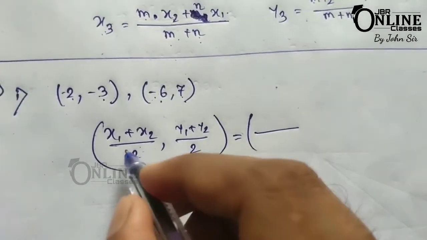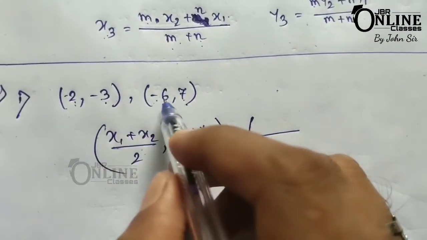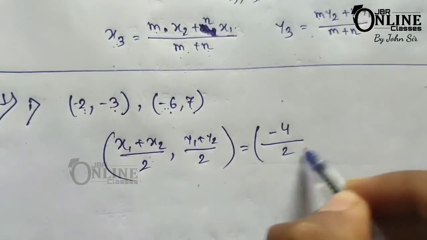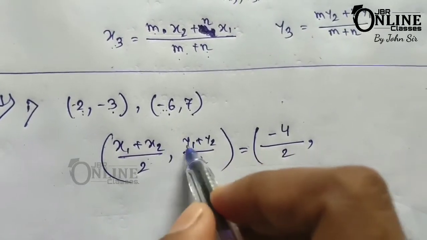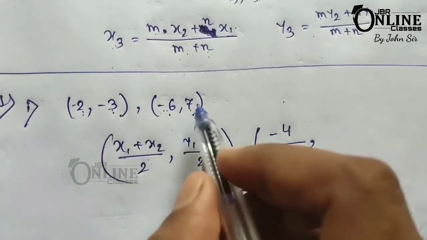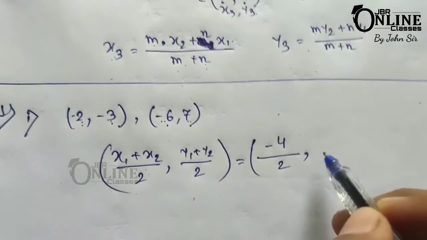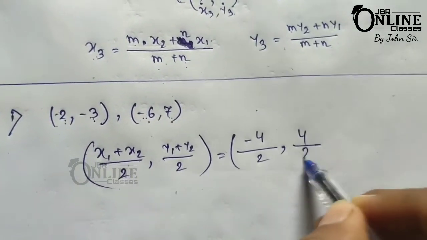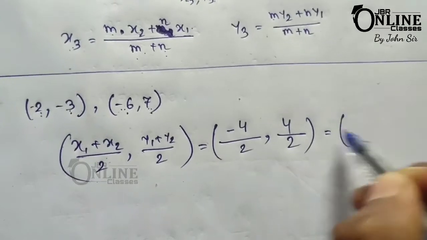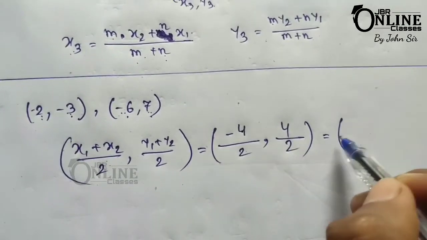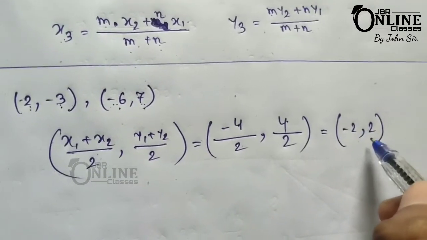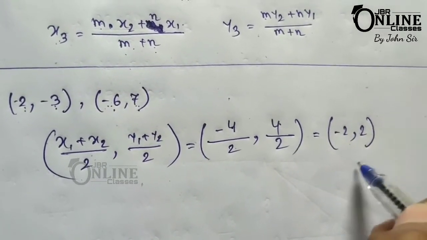So x1 plus x2 means 2 minus 6, that becomes -4 divided by 2. And the second one, y1 plus y2, means -3 plus 7, that equals 4. So 4 by 2 again. So the coordinates are -4 by 2, that means -2, and 4 by 2, that equals 2. So the midpoint is (-2, 2). That is the answer.